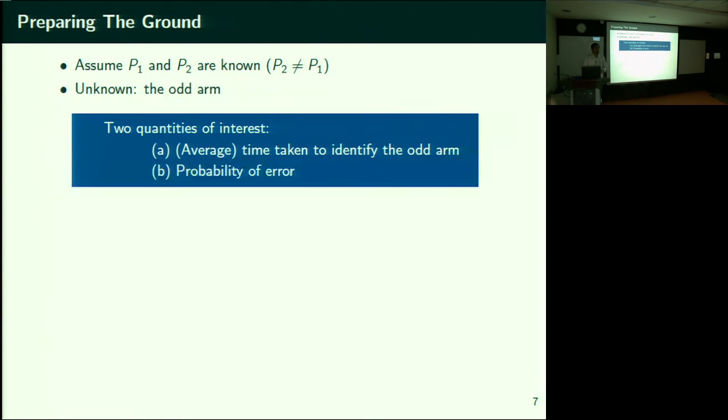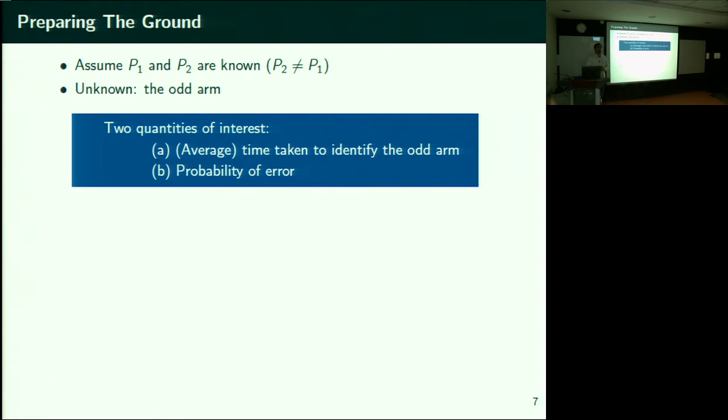There are two quantities that are of interest in such problems. What are those? How much time did you take to identify the odd arm? Number one. Yes, that's very important. But when you reported your answer, how correct were you? That is also another thing. So there are two quantities of interest.